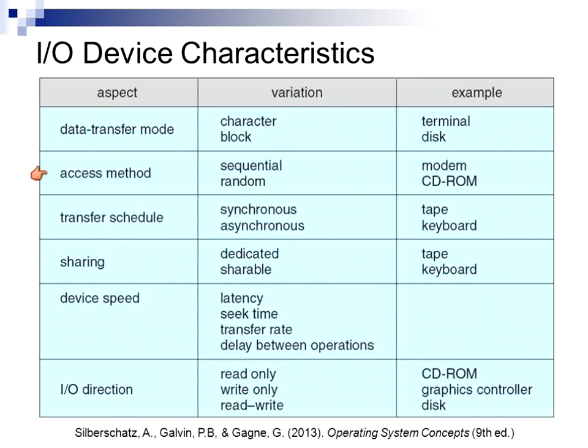Some devices are sequential access, okay, like when you're doing communications over a modem, that would be sequential. Others are random, like a disk drive or a CD-ROM.